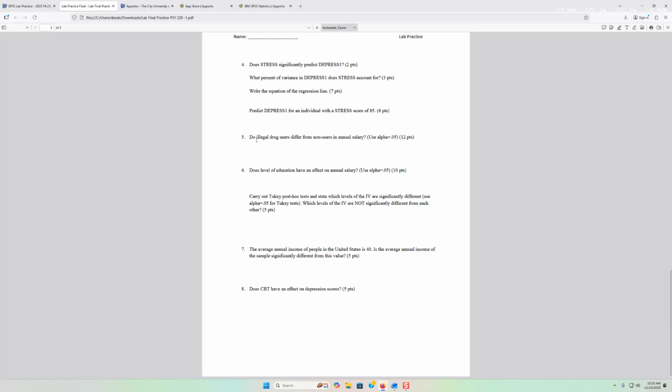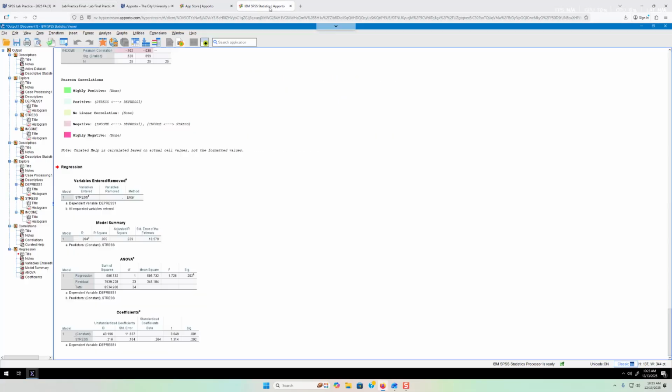Number 5, do illegal drug users differ from non-users? Well, illegal drug users have two categories. They're either drug users or they're not drug users. So income is continuous and drugs is categorical. It's discrete, has two categories. So we have a t-test.